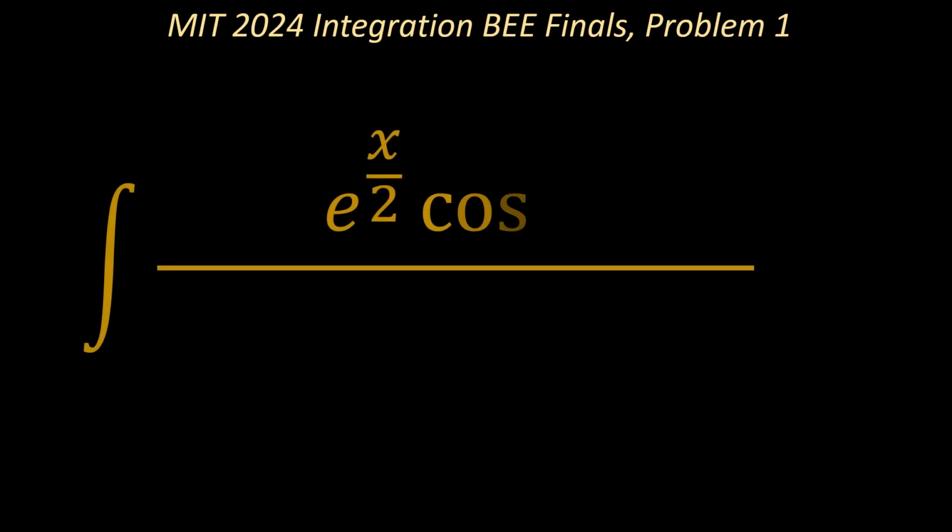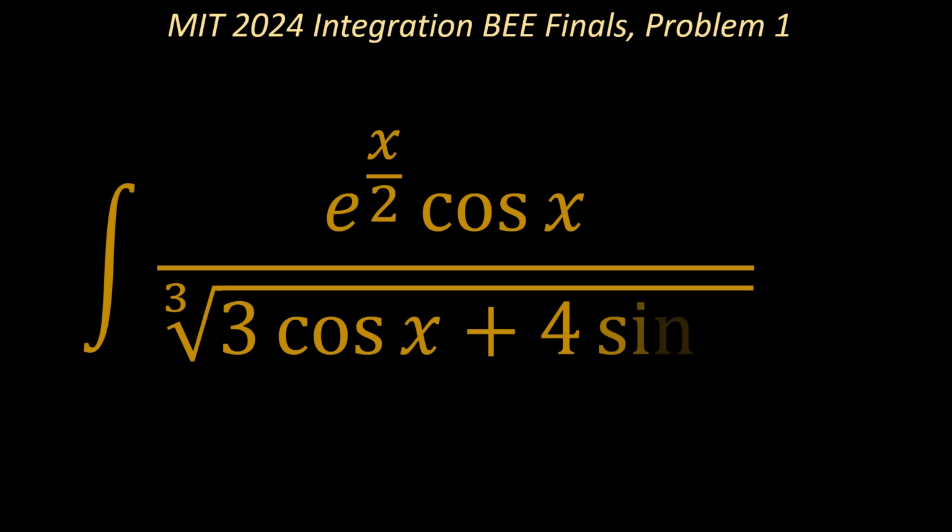This is problem number 1 of the MIT 2024 Integration B Finals, which is the indefinite integral of e to the power x over 2 times cosine of x over the cube root of 3 cosine x plus 4 sine x. The problem here is interesting, and one thing that I personally would consider is looking at the denominator and seeing that there should be a derivative of 3 cosine x plus 4 sine x to the power 1 over 3 plus 1. And then that has to be combined with the derivative of e to the power x over 2.